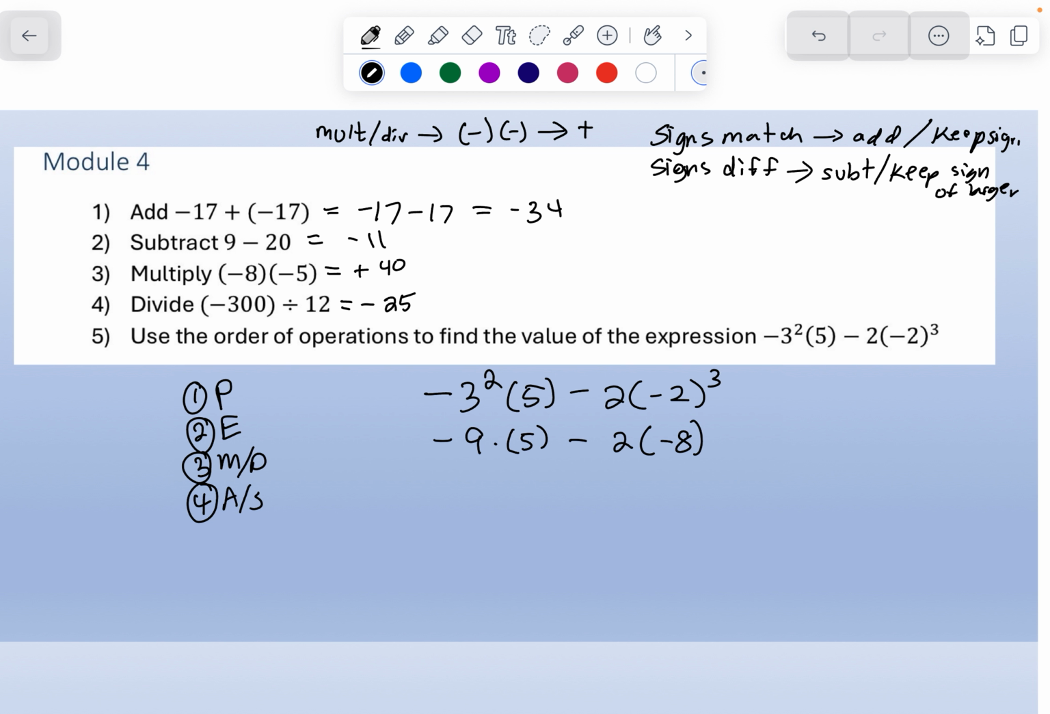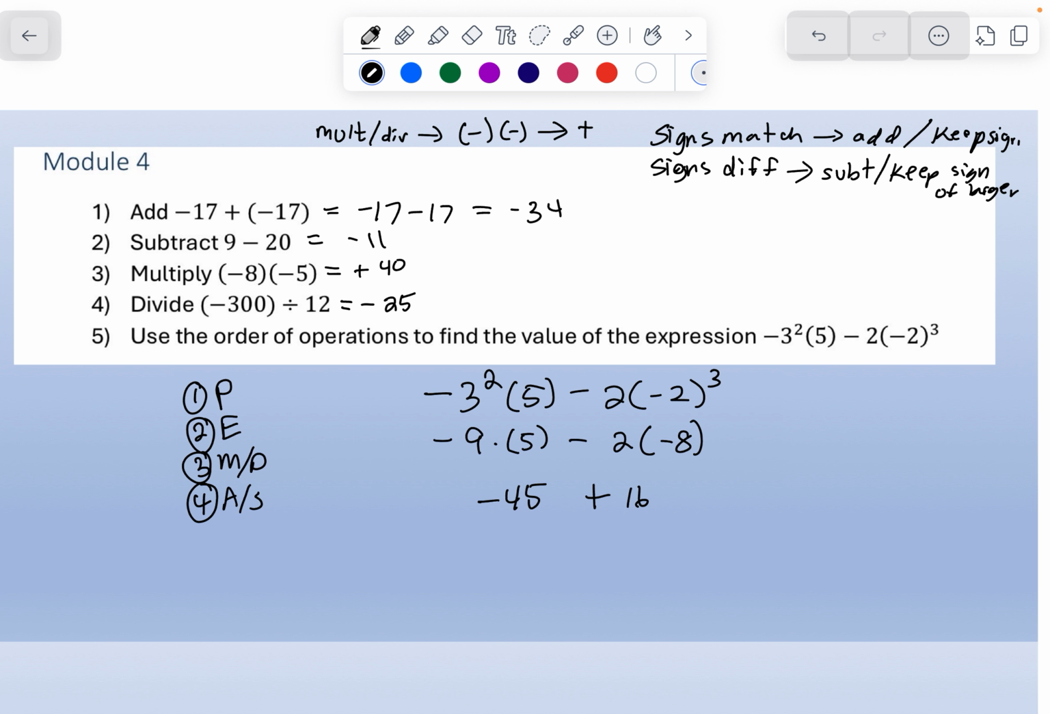Now we are done with those two, and we are going to multiply or divide from left to right. Negative 9 times 5, a negative times a positive is a negative. For here, negative times a negative is a positive. 2 times 8 is 16. So what's great about multiplication or division is that you can do the sign. You know 2 negatives make a positive, 1 negative stays negative, and then do the actual math.